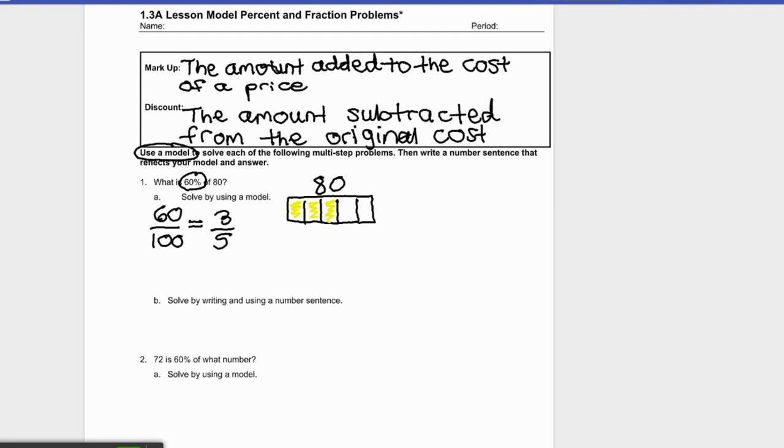All right. So now I have 60% represents the first 3 boxes. This is 60%. Now 80 divided into 5 equal parts. So let me write down what I'm doing. 80 divided into 5 equal parts is 16, which means I put 16 in each one of these boxes.